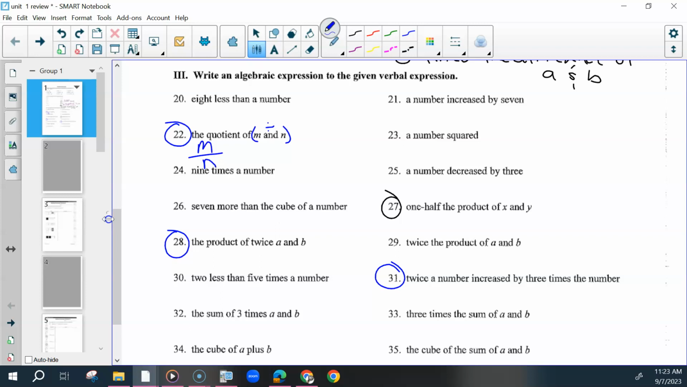27, 1/2 the product of x and y. So even though it doesn't say it, 1/2 is going to be right next to the product of x and y, so we're going to be multiplying these together. Then the product of x and y, these are also being multiplied together. So we're going to have 1/2 and then x and y in parentheses. Questions on either of those two so far?